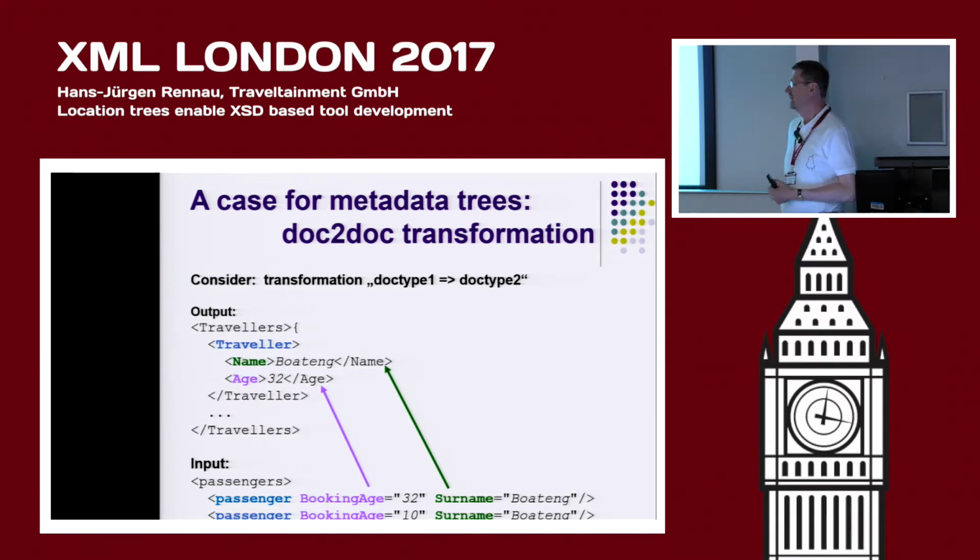The final example of using location trees touches upon metadata trees. And as an introduction, please consider a transformation between two document types. This slide shows passengers and passenger elements to be transformed into travelers and traveler elements. And if you use XQuery, you can write transformation code which is amazingly clear, readable, and intuitive.